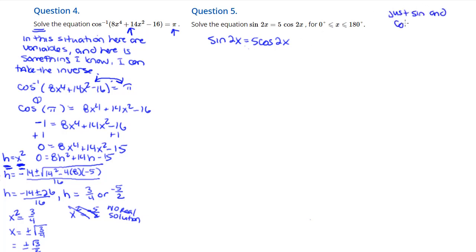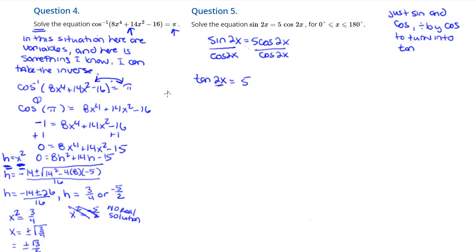Now keep in mind, if you've got an equation with just sines and cosines, if you divide everything by cosine, it's going to turn into tangent. So let's try doing that. Now in this case, it's got a 2x. We have to divide by cosine 2x. And when we do that, we're going to get tangent 2x is equal to 5.